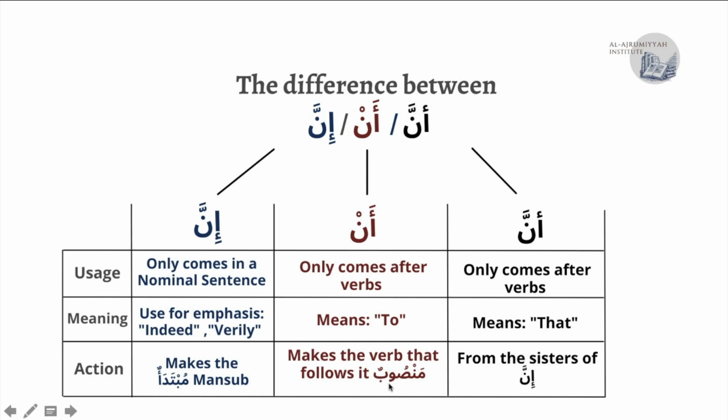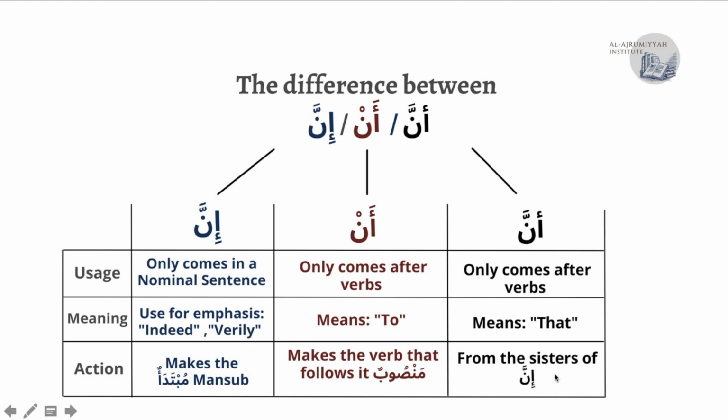An makes the verb that follows it mansub. So an, not only does it come after verbs, i.e. the thing that's going to come before it is a verb, but also the thing that's going to come after it is also going to be a verb and is going to make it mansub. And we're going to bring examples for this, or an example.